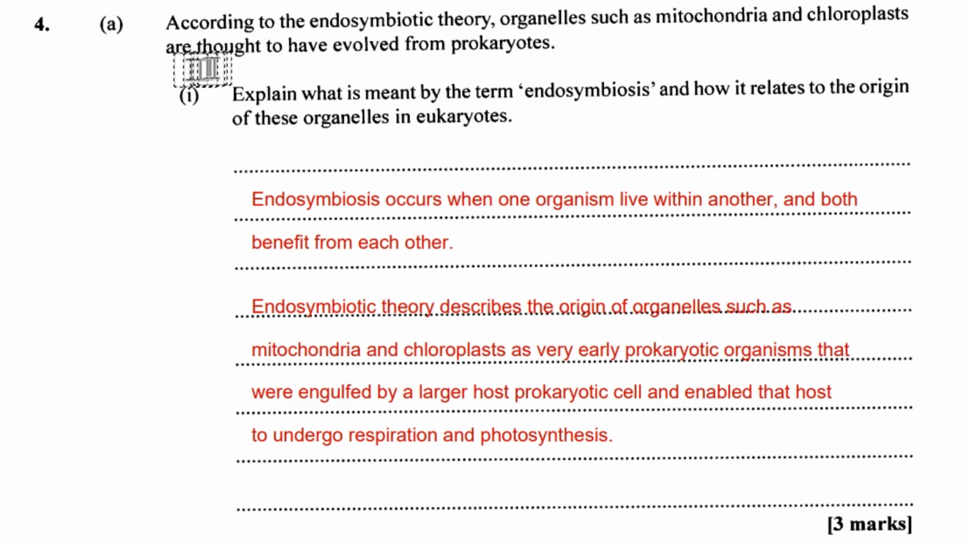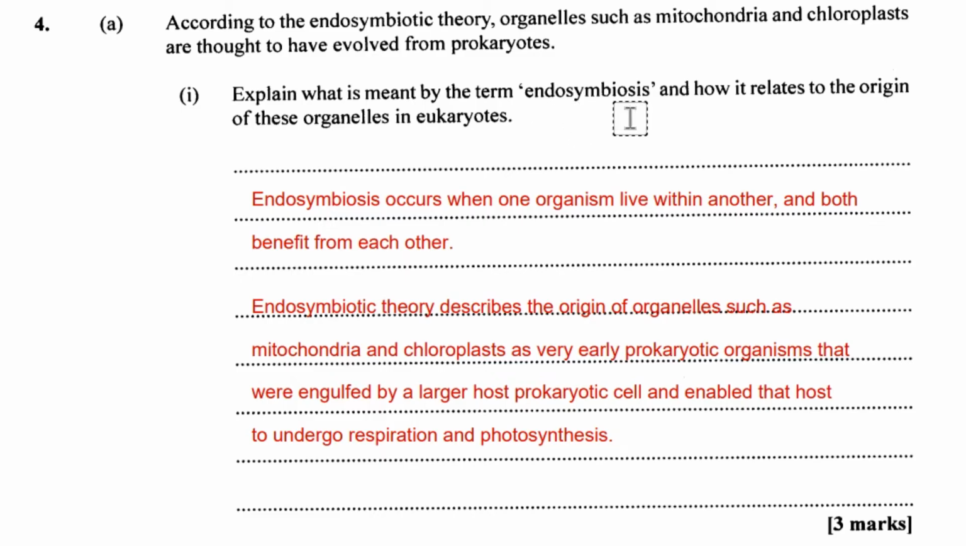Question 4a. According to the endosymbiotic theory, organelles such as mitochondria and chloroplasts are thought to have evolved from prokaryotes. Explain what is meant by the term endosymbiosis and how it relates to the origin of these organelles in eukaryotes. This is 3 marks.